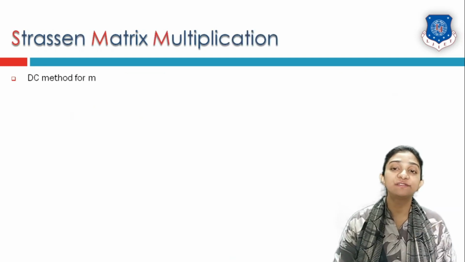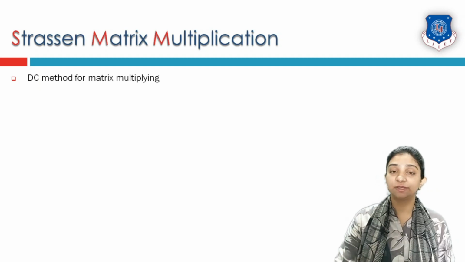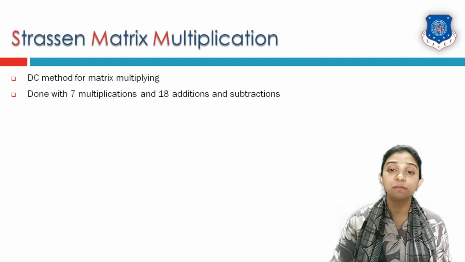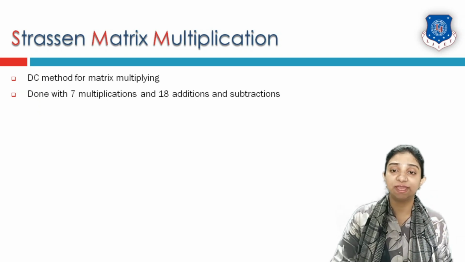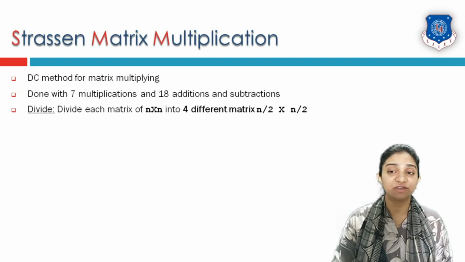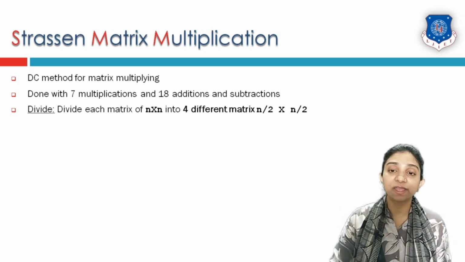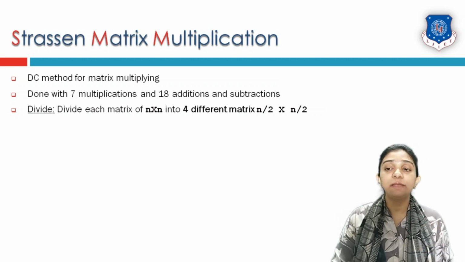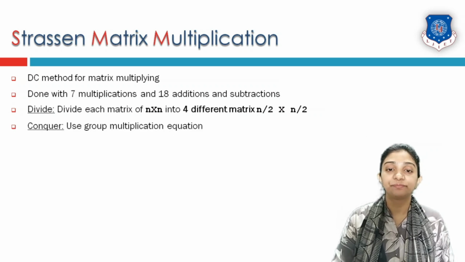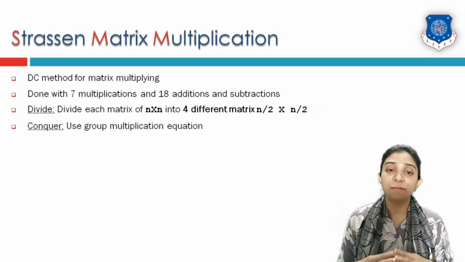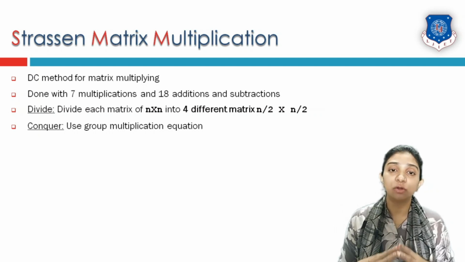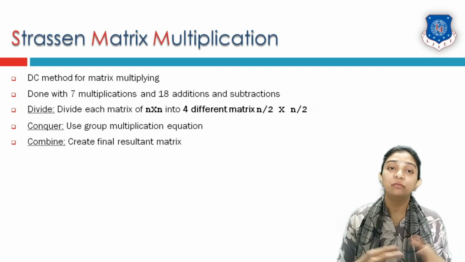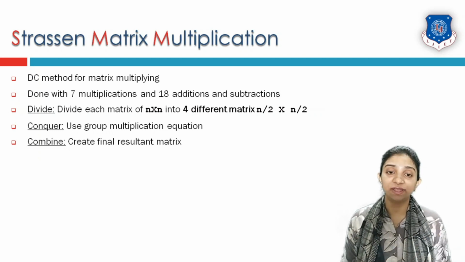Now let us see what is Strassen's matrix multiplication. It is a divide and conquer technique for multiplying two matrices. It is performed with the help of only 7 multiplications and 18 addition and subtraction operations. In the divide step, an n cross n matrix is divided into 4 different n by 2 cross n by 2 matrices. Now in the conquer stage, we apply multiplication operations on matrices of size n by 2. And in the combine step, we create the final resultant matrix as our output.